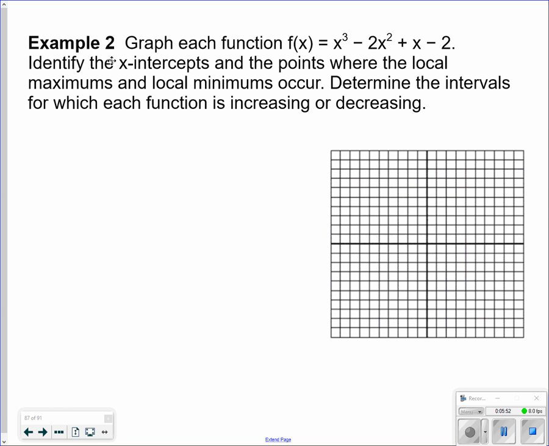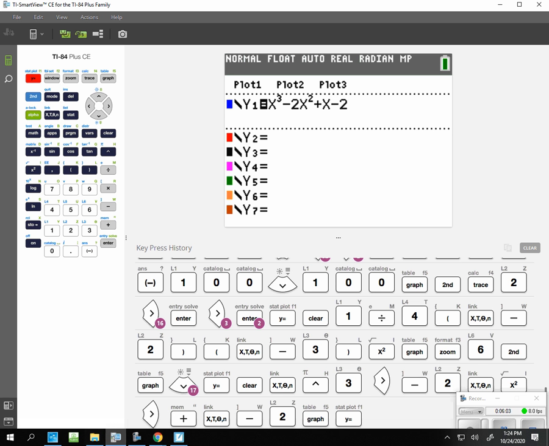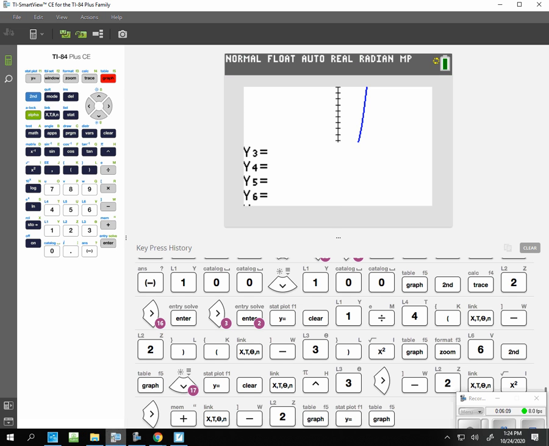So a lot of information here again. I need to go to my graphing calculator. I need to type this in. And I've already typed it in, so when we go to the next screen, you might have to hit pause for a second. But there it is. I typed it into my graphing calculator: x cubed minus 2x squared plus x minus 2. And I'm going to hit graph just to give me a little bit of a picture.